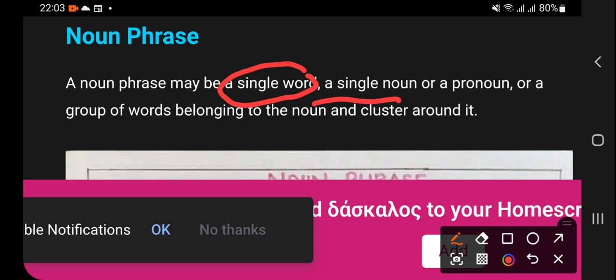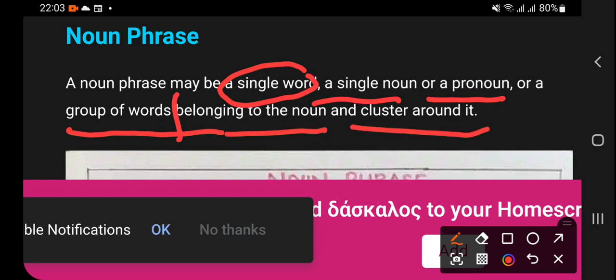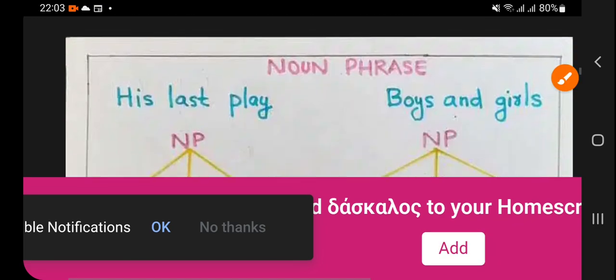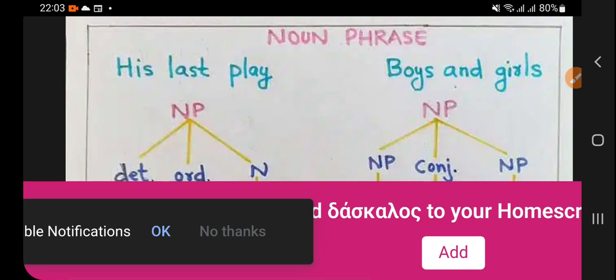A single noun is also called noun phrase. However, a phrase is a group of words, or a pronoun. Just now we have seen "these girls", so that is a pronoun, or a group of words belonging to the noun, modifiers, we can say a group of words that cluster around it. Means in a noun phrase, a noun must be there, but some other words may also be there, which is called cluster. Right?